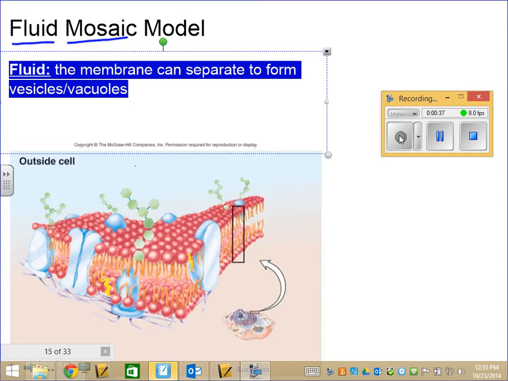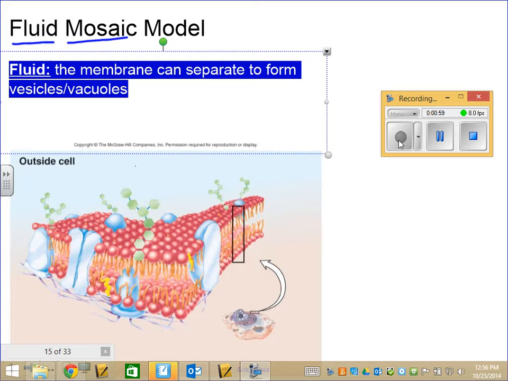So first of all, why do we call the cell membrane fluid? The reason that we would call the cell membrane fluid is that the membrane can separate to form vesicles or vacuoles. So I'll just pause so everyone can write that down.